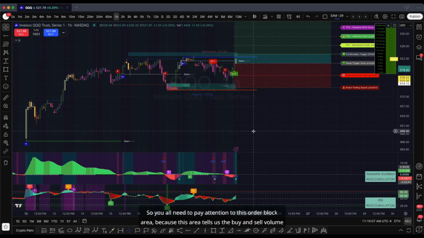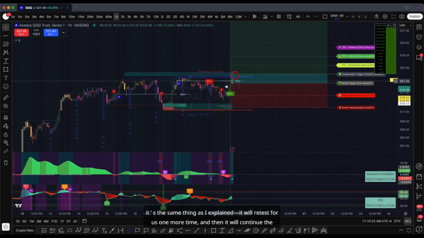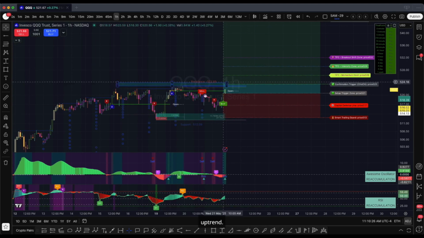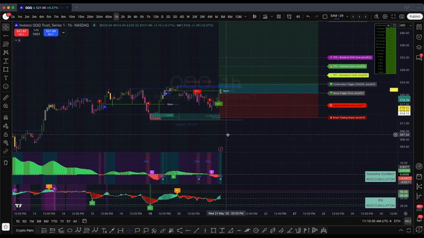So you all need to pay attention to this order block area, because this area tells us the buy and sell volume. Even if the price opens up and gets rejected right at this resistance zone and drops back, even if it drops, it's the same thing as I explained. It will retest for us one more time, and then it will continue the uptrend. Okay, everyone understands the part I just explained, right?